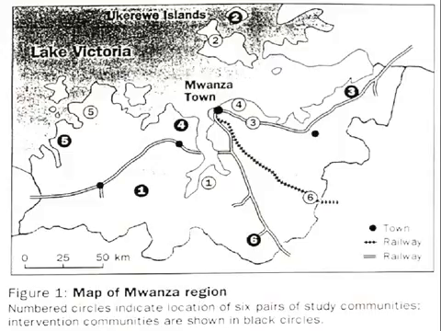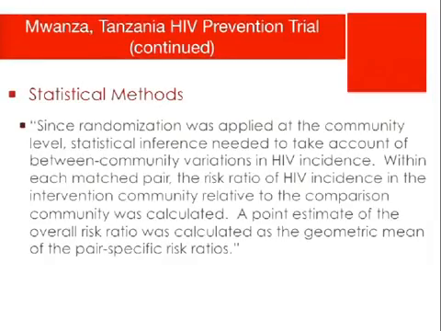And obviously a critical issue in doing this is knowing enough about these communities to know who travels where, lots and lots of social interactions, in terms of trying to decide what are the right pairs to choose. And that can obviously be fairly complicated. And again, these people knew what they were doing. Since randomization was applied at the community level, statistical inference needed to take account of between community variations in incidence.